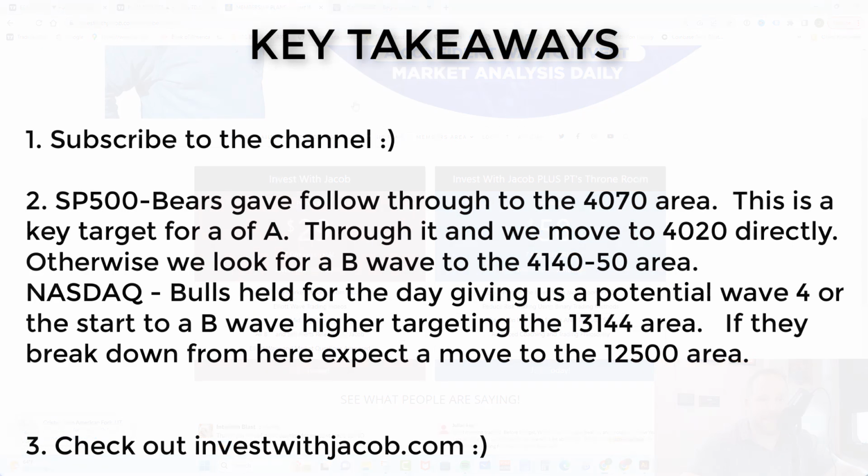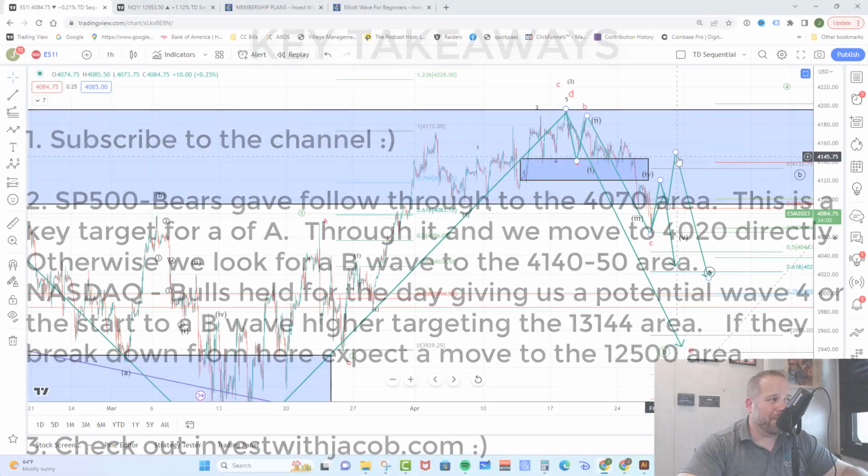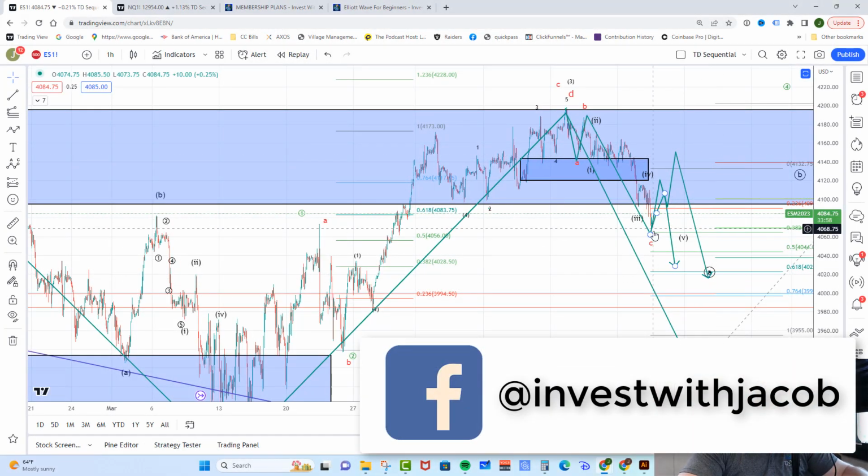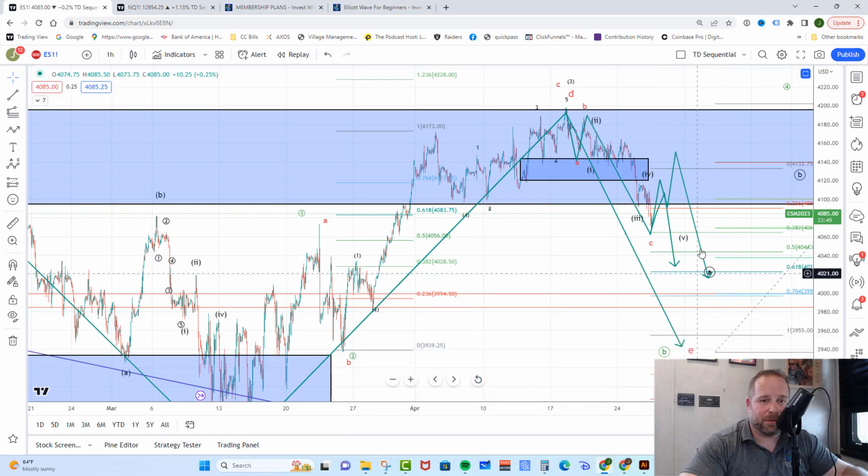All right, the key takeaways for today. ES is at a critical point here in that 40-70 zone. There's a support moving average there, the 50-day on the daily. We would look for a bounce there in B, potentially to 41.40 to 50, and then down in C. But if they push directly through 40.70 into the 40.60 zone, it becomes more likely we push directly to 40.20.